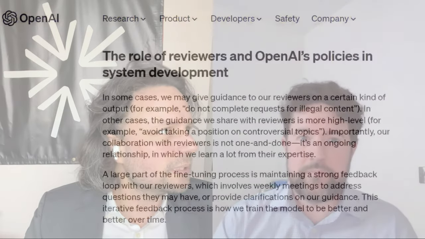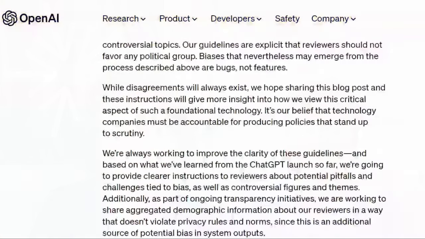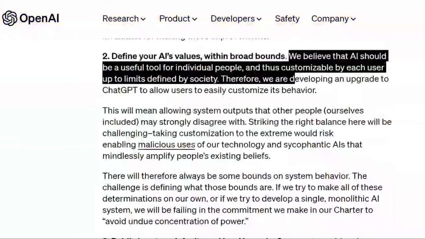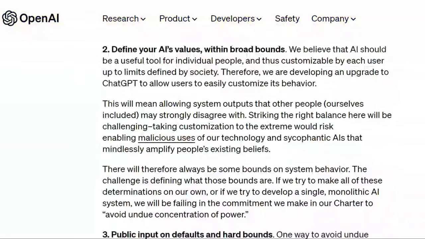Yeah, exactly. But what ChatGPT is writing about it, there's a text here that they wrote, and it goes in this direction. I'm going to read this: define our AI's values within broad bounds. We believe that AI should be a useful tool for individual people and thus customizable by each user, irrespective of their culture, up to limits defined by, now here comes the weird word, society. So up to limits defined by society, then the question becomes, what society, as you just alluded to?